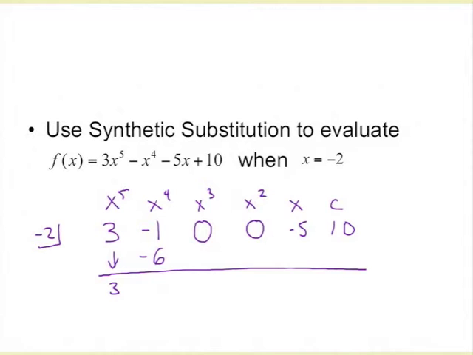Then we add down our columns. So -1 and -6 makes -7. Underneath the line, we multiply by the number in the box. So -7 times -2 is 14. Add down the column, 0 and 14 makes 14. Underneath the line, we multiply by what's in the box, -28. Add down the column, -28.